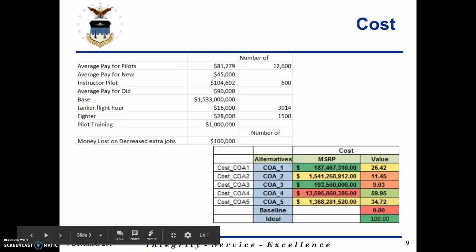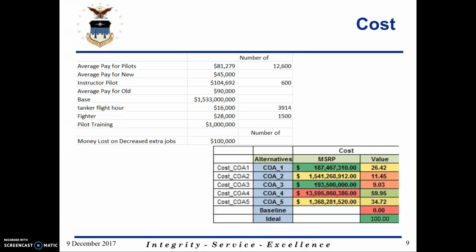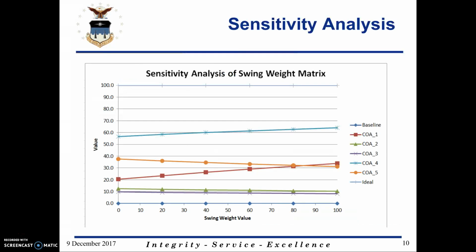So the first course of action had 26.42, second course of action 11.45, so on and so forth. You can see our best two were course of action 4 and 5. Course of action 4 had an incredibly high value in comparison to everything else, but it also had a $13.6 billion cost. And our next one had a 35, which was just over half of course of action 4, which is $1.3 billion. In the top left, you can see our cost analysis. We took different pays based off today's values and used those to come up with an average cost for each of these courses of action.